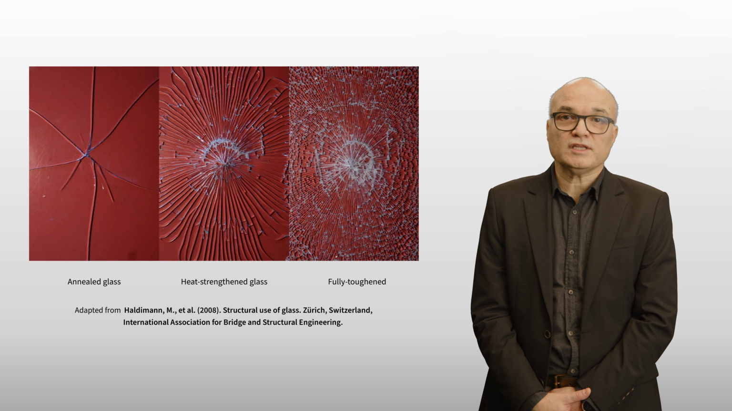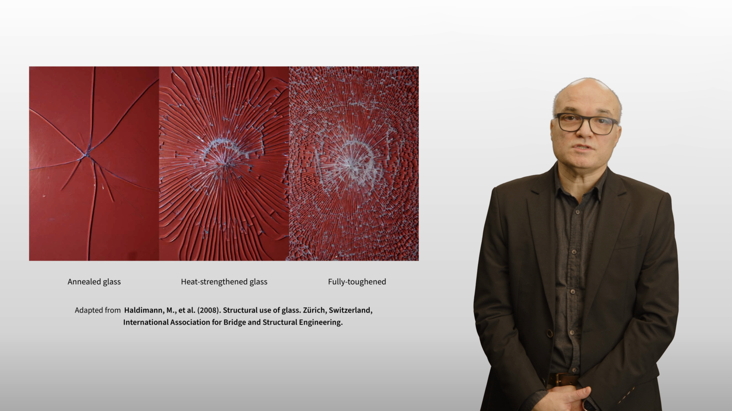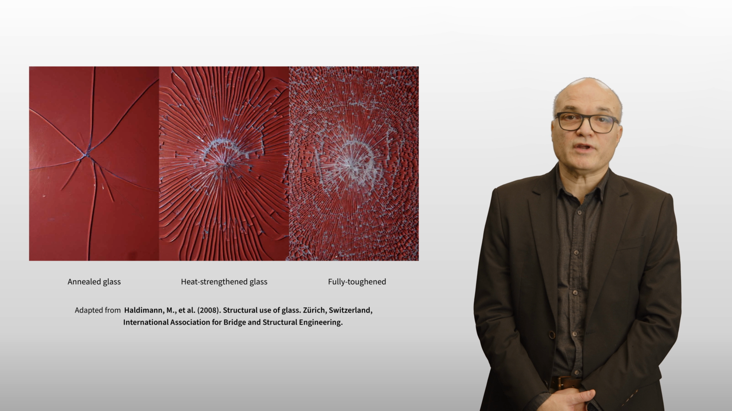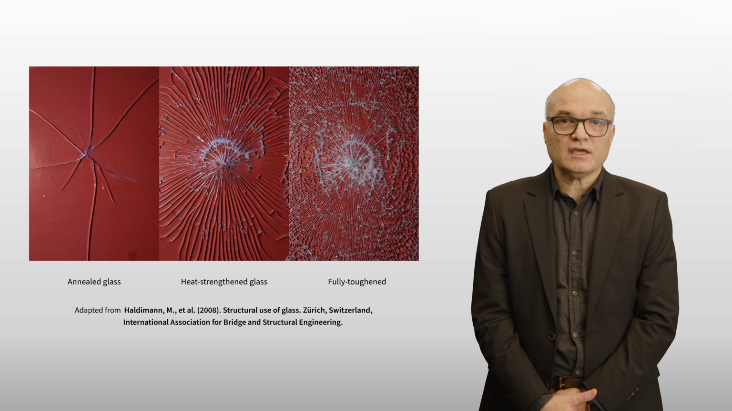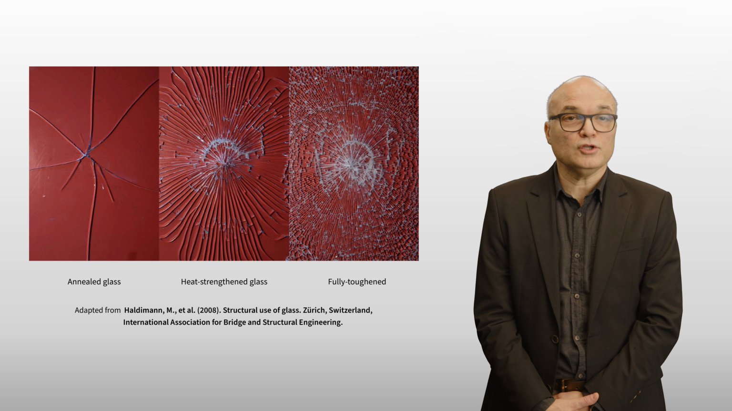The thermal treatment can also affect the breaking pattern. A fully toughened glass breaks into small fragments, which reduces injury, whereas heat-strengthened and annealed glass break into larger and sharper shards that can lead to more severe human injury.